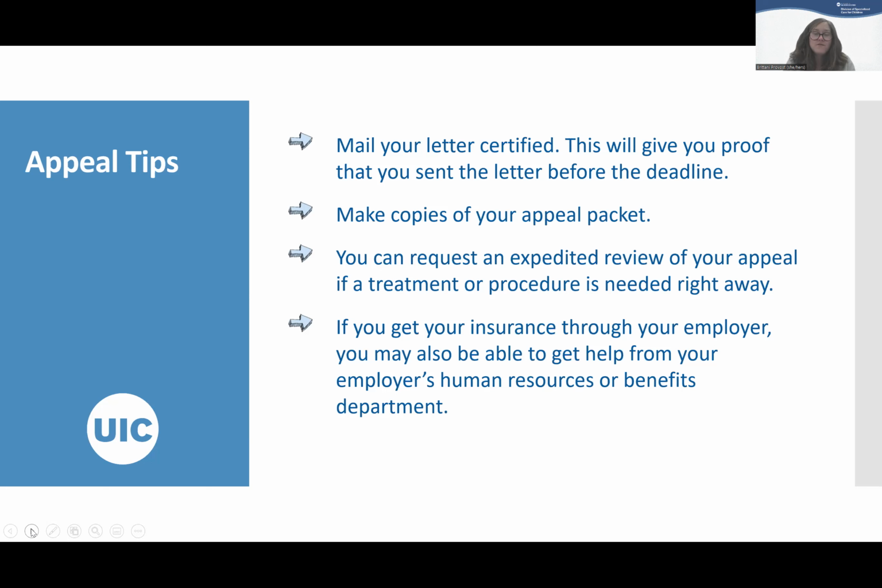And you want to make copies of that packet. So anything that you're sending to the insurance company, you want to make sure that you keep a copy of it so that you can look back at it and that you're not giving away all of the copies of everything that you had. And again, you can request that expedited review of your appeal if a treatment or procedure is needed right away. And if you get your insurance through your employer, you might be able to get help from the Human Resources or Benefits Department if there are some resources available to you through that.